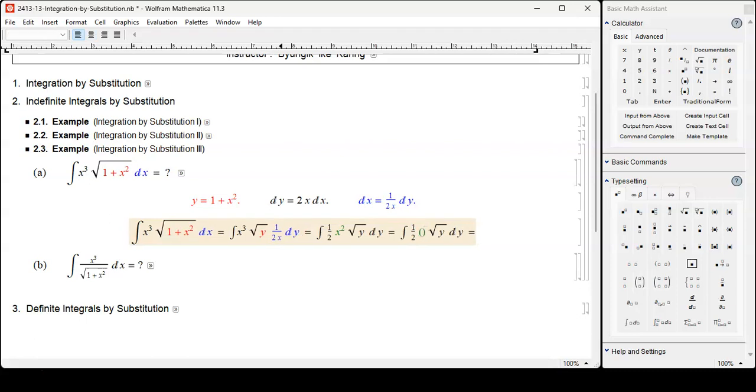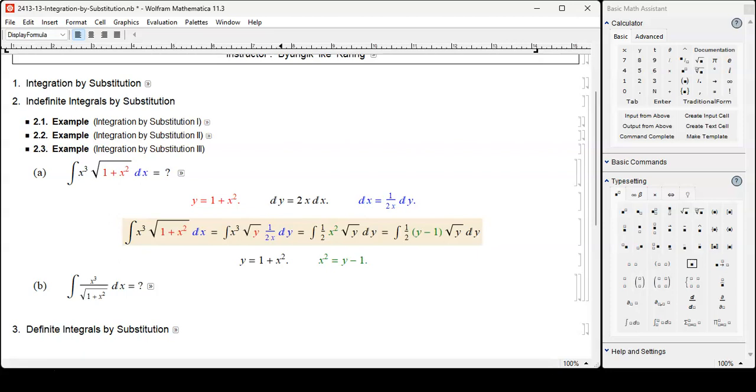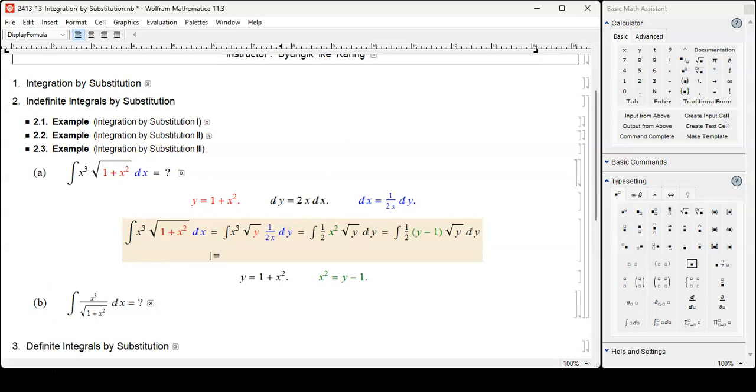Here, this one is y minus 1. Do you see from here? y is 1 plus x squared. From here, x squared is y minus 1. And this one went in right here, x squared, so that we have y minus 1 here. And what's left is now completely a y integral, so we can do our computation here.